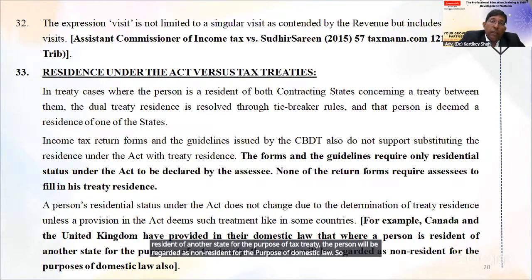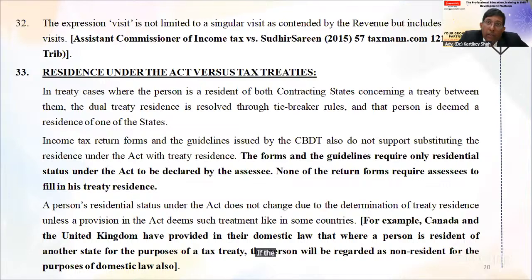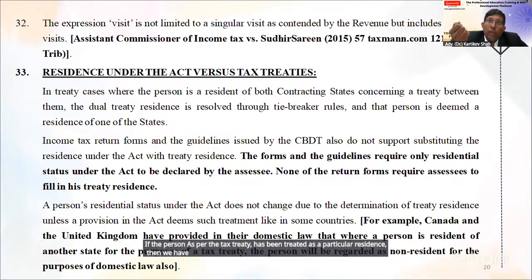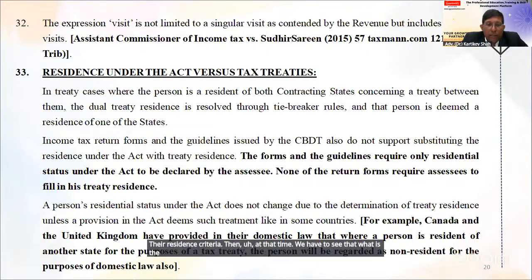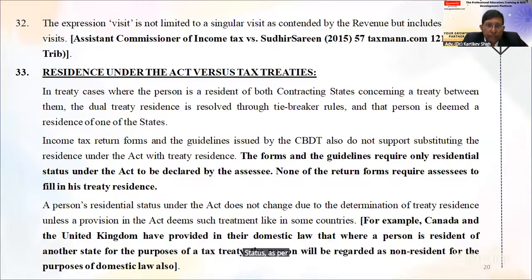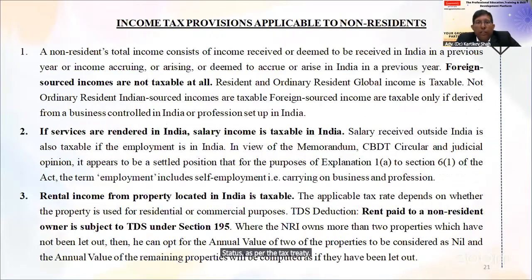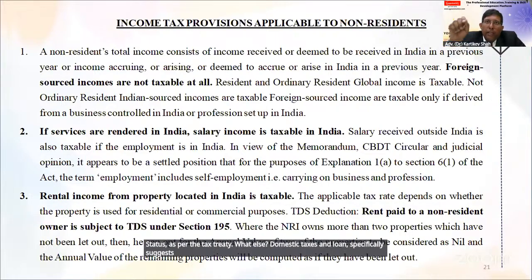So if anything has been provided specifically in the domestic taxation law, that if the person as per the tax treaty has been treated as a particular residence, then we have to follow that residence criteria. At that time, we have to see what the residence status is as per the tax treaty. Or else domestic taxation law specifically suggests how the person can be regarded as resident or non-resident.